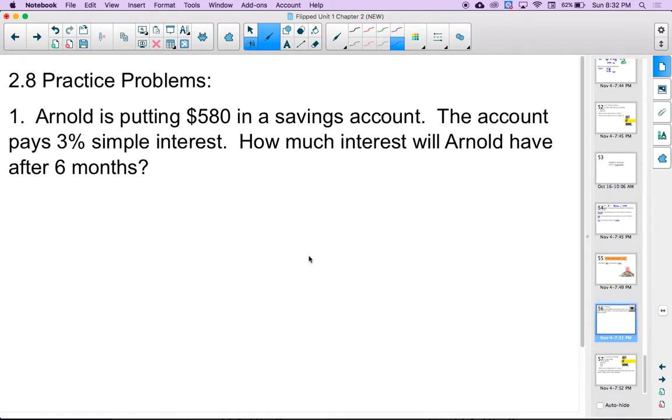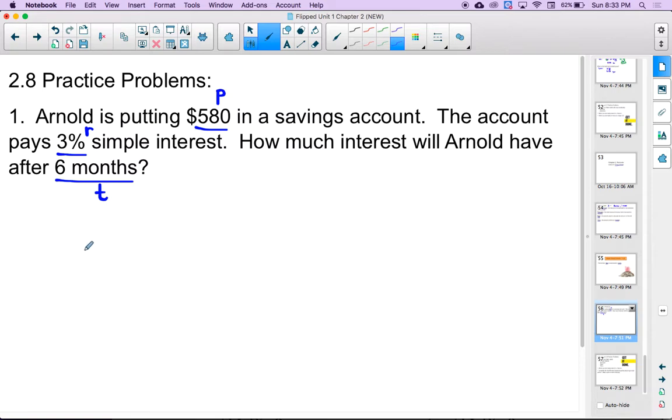We have a practice problem here. The practice problem says Arnold is putting $580 in a savings account. So Arnold is the investor. He's investing $580. That will be the principal. The account pays 3% simple interest. The percent is our rate, R. How much interest will Arnold have after 6 months? So 6 months is the time that goes by before Arnold sees interest paid to him.